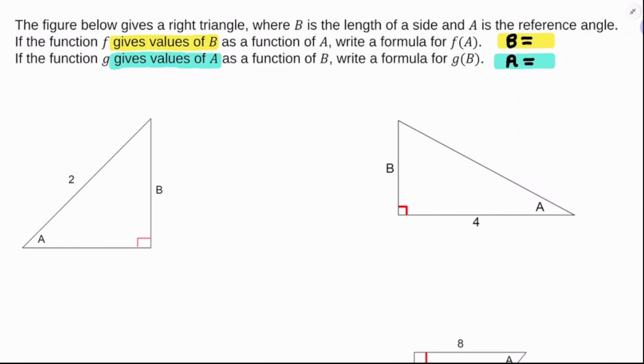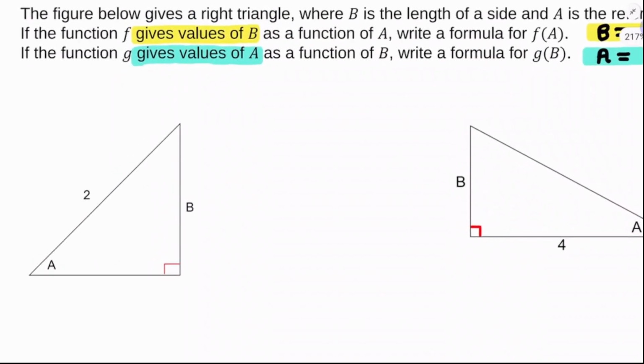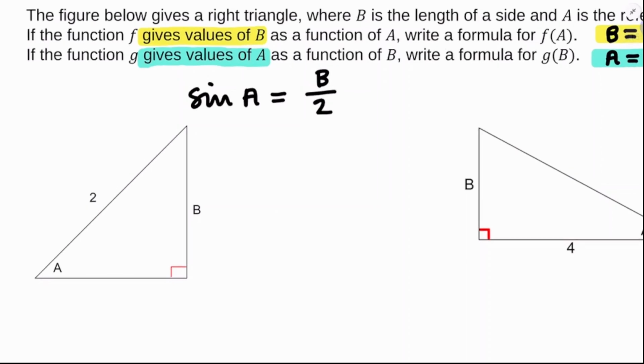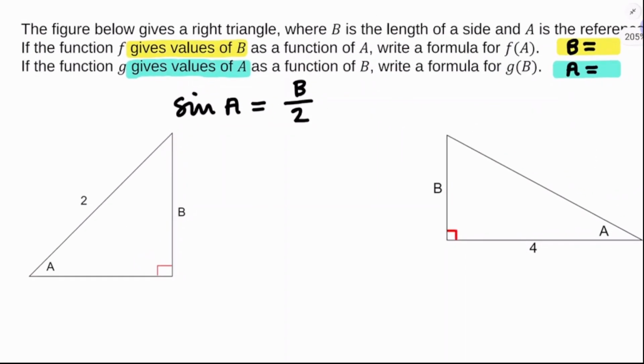All right, so what I'm going to start with is the triangle on the left here. What do I know? Okay, I've got an opposite and a hypotenuse, so I know sine. I'm going to say that sine of A is equal to B divided by 2. So that's where I'll start. Okay, I'm going to need to solve for B and solve for A. Personally, I think it's going to be a little easier to solve for B than to solve for A. So to solve for B, I just multiply both sides by 2. So B equals 2 times the sine of A. Okay. F gives values of b as a function of a, so that's going to be f of a. So f of a equals 2 times the sine of a.